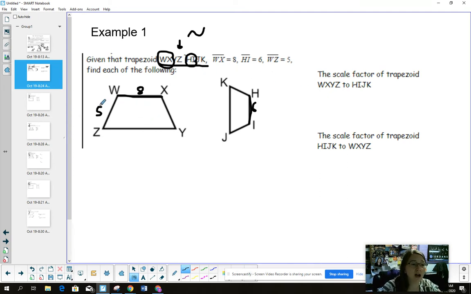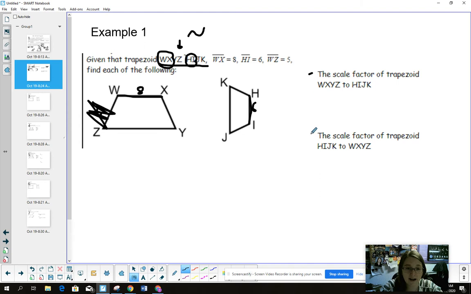So we actually do not need to know this 5 for this question right now, because all we're trying to do is find the scale factor. We just need 1 side from one shape, 1 side from the other shape. Now, here's how we know, though, which one is the new and which one is the old.